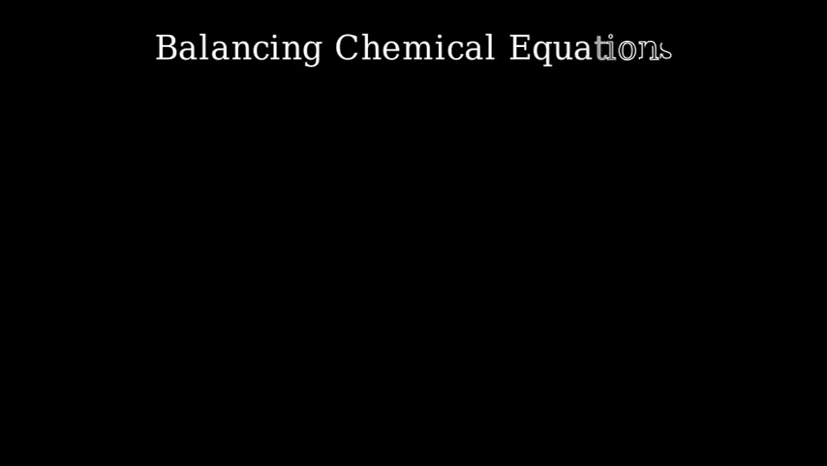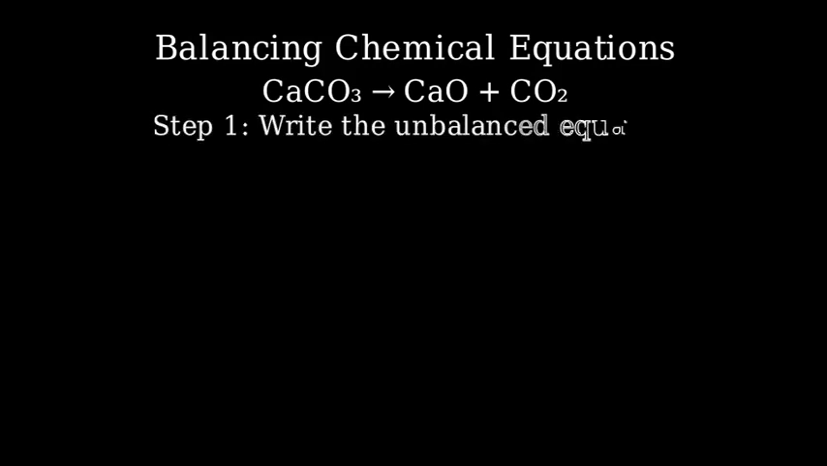to this lesson on balancing chemical equations. Today, we'll be looking at the reaction of calcium carbonate decomposing into calcium oxide and carbon dioxide. Let's start by writing out our unbalanced equation. We have calcium carbonate on the left side of the arrow and calcium oxide plus carbon dioxide on the right side.